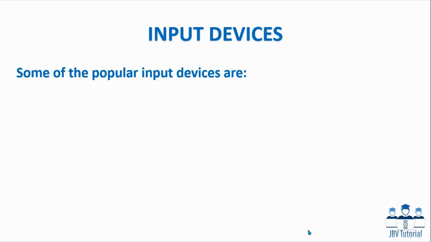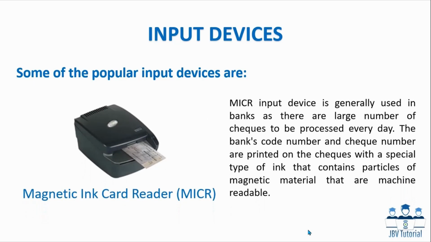9. Magnetic ink card reader, MICR. MICR input device is generally used in banks as there are a large number of checks to be processed every day. The bank's code number and check number are printed on the checks with a special type of ink that contains particles of magnetic material that are machine readable. This reading process is called magnetic ink character recognition, MICR. The main advantages of MICR is that it is fast and less error-prone.